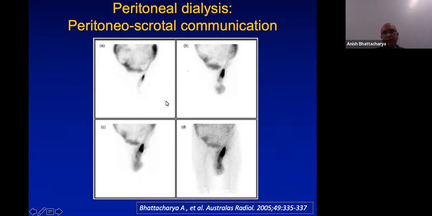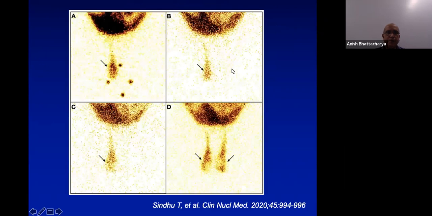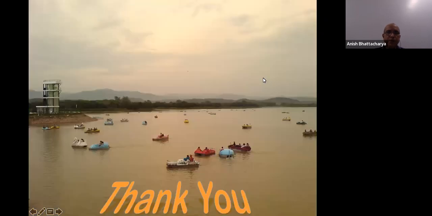All you have to do is inject 2 to 3 millicuries, or up to 5 millicuries, of technetium sulfur colloid through the dialysis port along with the dialysis fluid, and just take serial static images. If there is a communication, then you will see it going into the scrotal sac. It can be unilateral or bilateral, and it might sometimes go up into the thorax also, for a peritoneal-pleural communication.